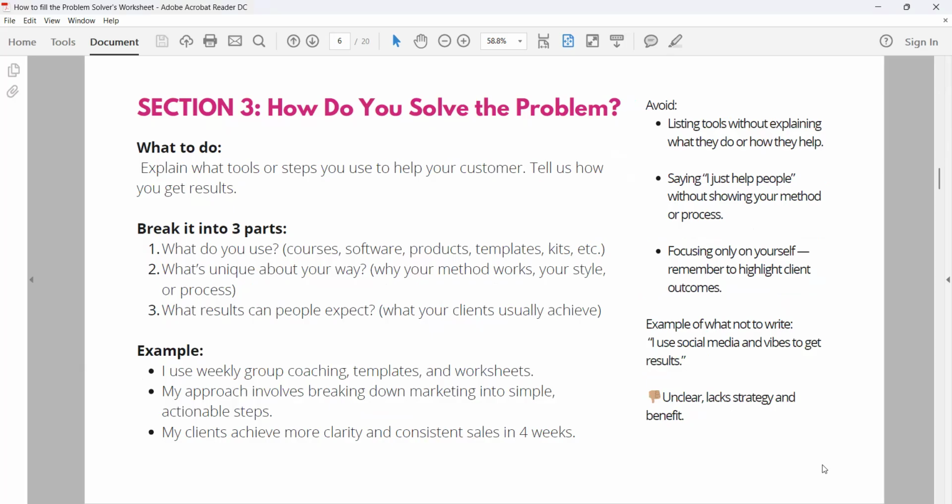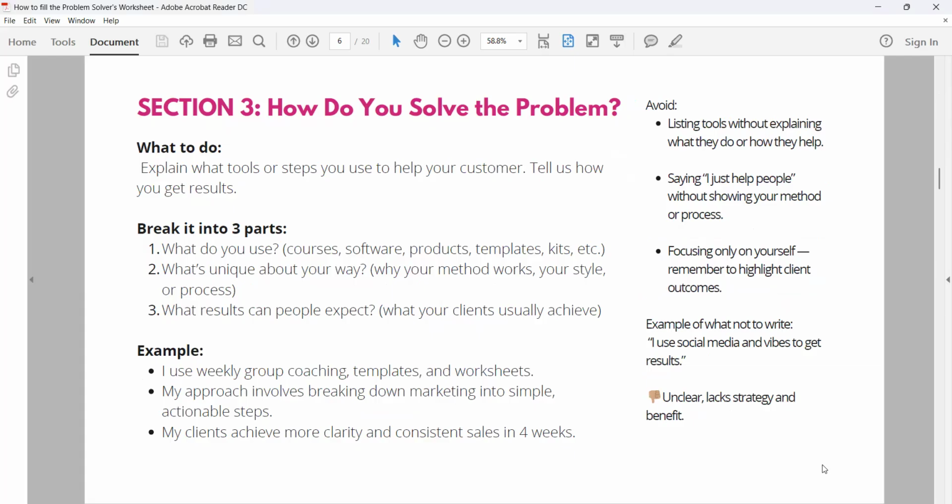And section 3, how do you solve the problem you have identified? So what you need to do is to explain the tools or the steps that you use to help your customers or your clients. So tell us how you get them the result. Break it into 3 parts again.